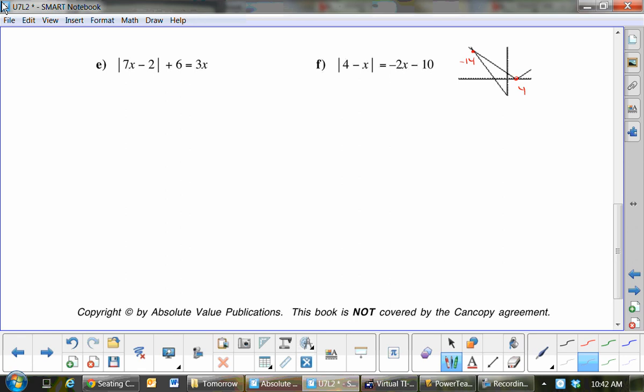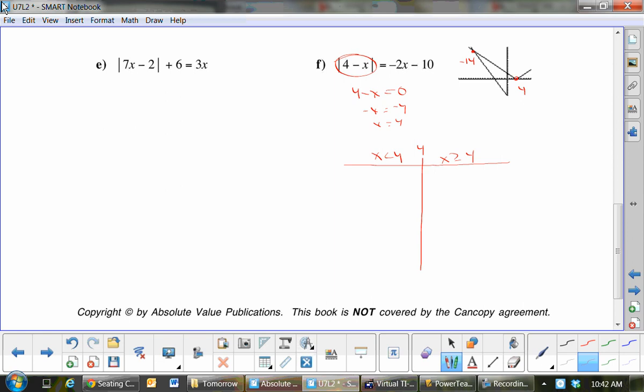Okay, now let's just talk about this. When is 4 minus x equal to 0? Negative x equals negative 4 when x equals 4. Okay, so we do our chart. This is when x equals 4. This is when x is greater than or equal to 4. And this is when x is less than 4.